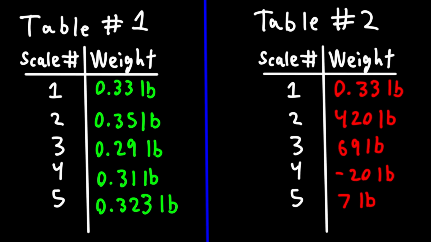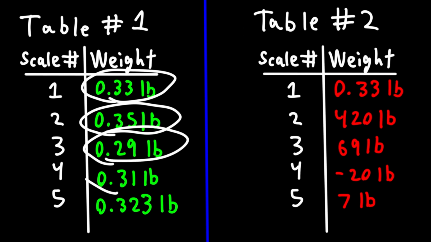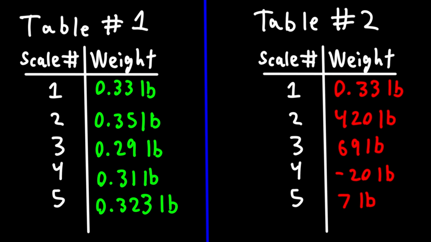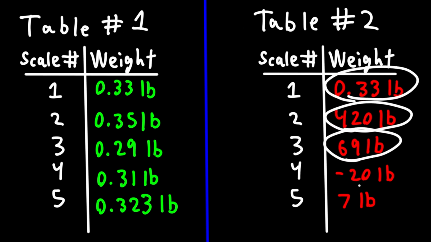Now let's go back to the 5 weights and the 1 apple problem. Let's take a look at Table 1. Notice that the 5 weights on Table 1 report very similar values. This means that Table 1 has good precision. Now let's take a look at Table 2. Table 2 reports very different values. This means that Table 2 has bad precision. Now, is there a way we can calculate how precise our measurements are numerically? To do this, we can use the following formula.